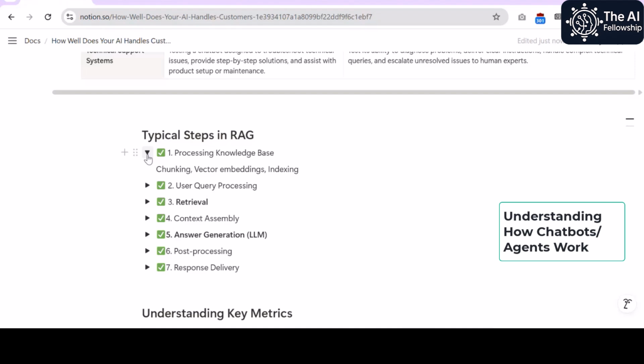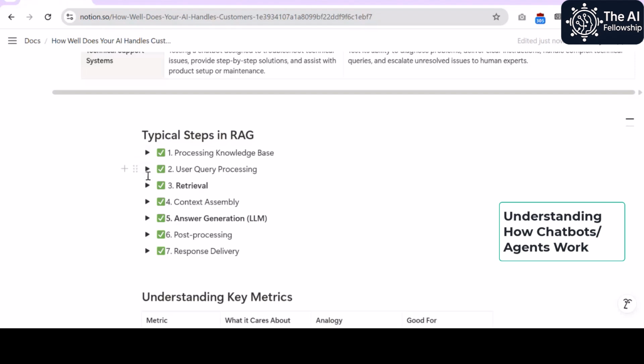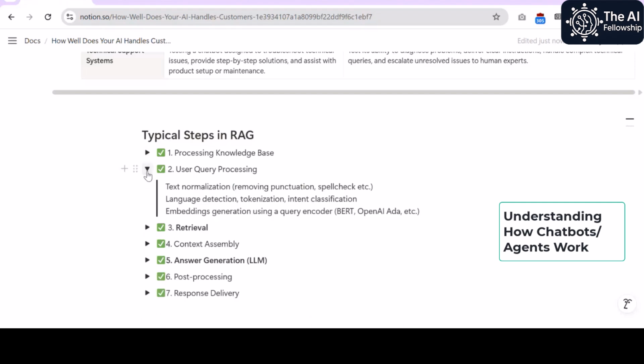The first step is always we need to give them information. When we give them information, there is something happening in the background called chunking, vector embeddings, indexing, and all. So basically, the PDF I uploaded for the Zoho CRM, it will process that and put it into its database. Very simply called that.